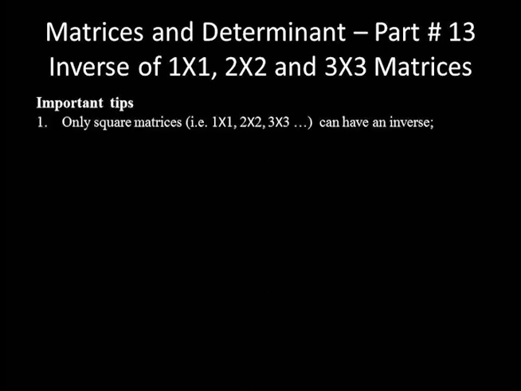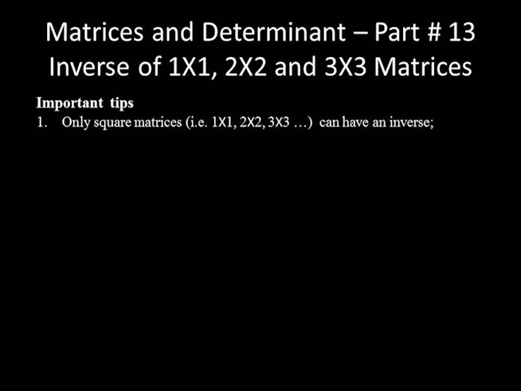The first fact: only square matrices can have an inverse. Square matrices are those matrices that have an equal number of rows and columns. These are 1 by 1 matrices, 2 by 2 matrices, 3 by 3 matrices, and so on. So before going to calculate the inverse, we have to make sure whether the given matrix is a square matrix or not.